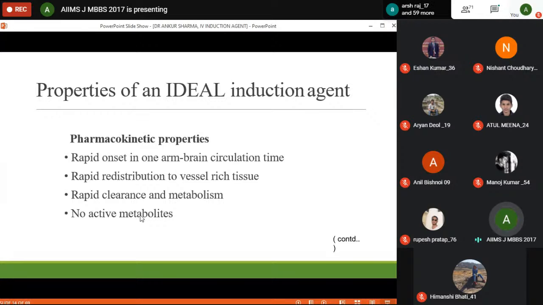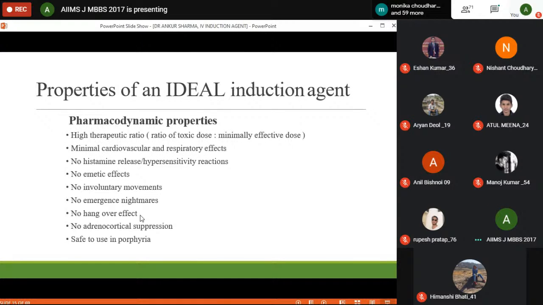What are the pharmacokinetic properties of an ideal anesthetic agent? It should have rapid onset within one arm-brain circulation time, rapid redistribution to vessel-rich tissues, rapid clearance and metabolism, and there should be no active metabolites. Pharmacodynamic property: there should be a high therapeutic ratio, the ratio of toxic dose to minimal effective dose should be high.